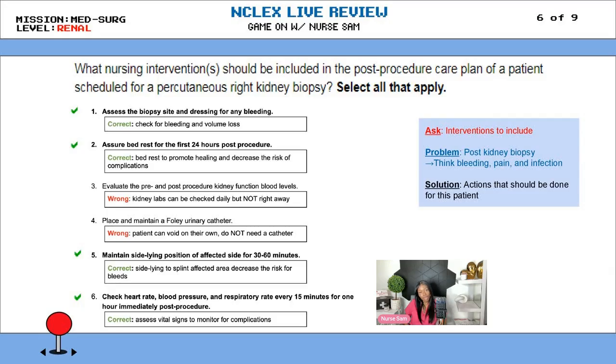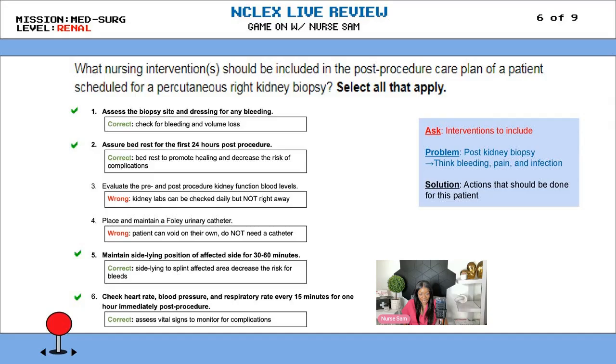3 was wrong. It says evaluate pre- and post-procedure kidney function blood levels. That's wrong. Kidney labs can be checked daily, but not right away. So it was the post-kidney function check that made that one wrong. 4 says place and maintain a Foley urinary catheter. That's wrong. The patient can void on their own. They do not need a catheter. And then 5 was correct.